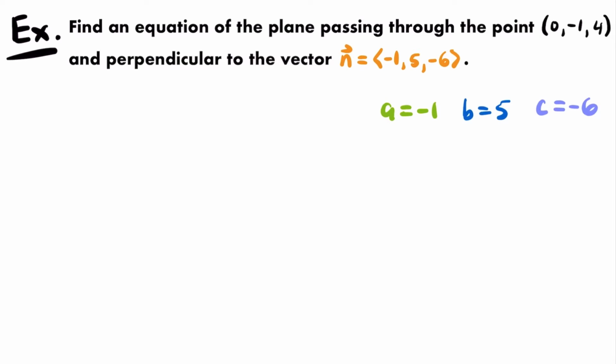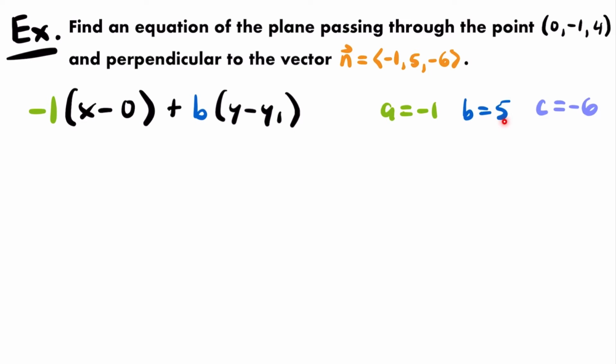All right, so let's set up our equation here. Let's set up the standard form of an equation of the plane. We want to find a times x minus x1, right? Now a is equal to -1, so I'm going to rewrite that to be -1 multiplied by x minus x1, but x1 is the x-coordinate of our point, which is 0. So I'm going to erase x1 and write 0. Then we will have plus b times y minus y1, but now b is equal to 5, so let's rewrite that. B is equal to 5, and then y1 is the y-coordinate of our point, which is -1. So I will erase y1 and write -1.